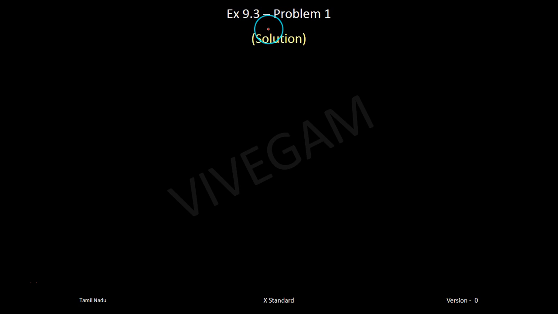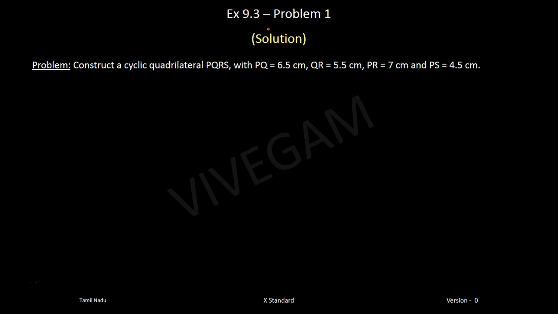Exercise 9.3 problem 1 solution. Construct a cyclic quadrilateral PQRS with PQ equal to 6.5 cm, QR equal to 5.5 cm, PR equal to 7 cm and PS equal to 4.5 cm.